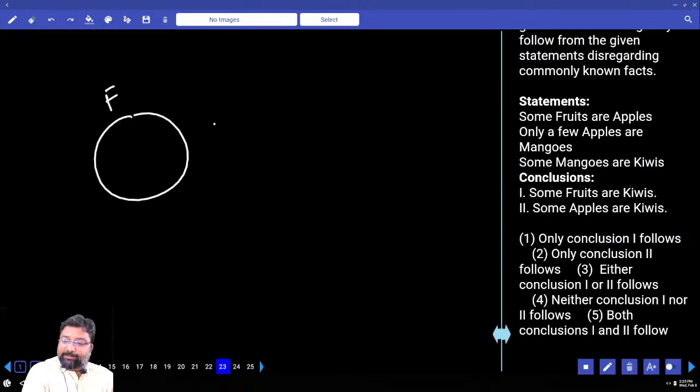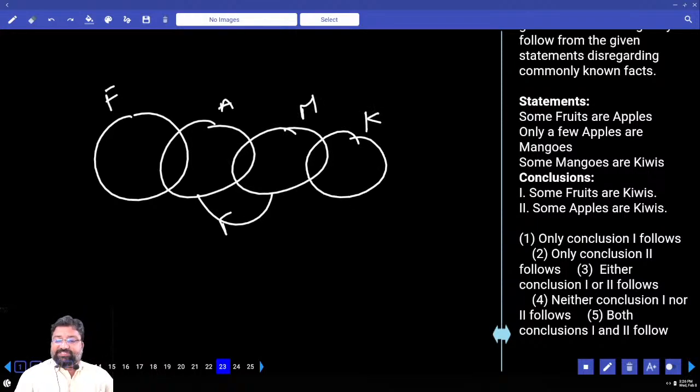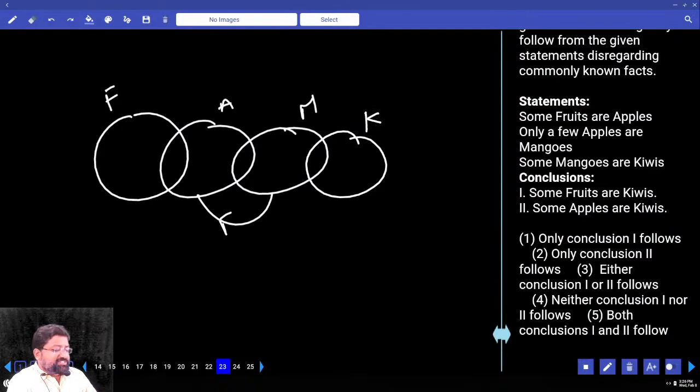Some fruits are apples. Only a few apples are mangoes. Some mangoes are kiwis. Some fruits are kiwis. Is there any relationship between fruit and kiwi? No. Some apples are kiwis. Is there any relationship between apple and kiwi? No. What's your answer? Neither one.